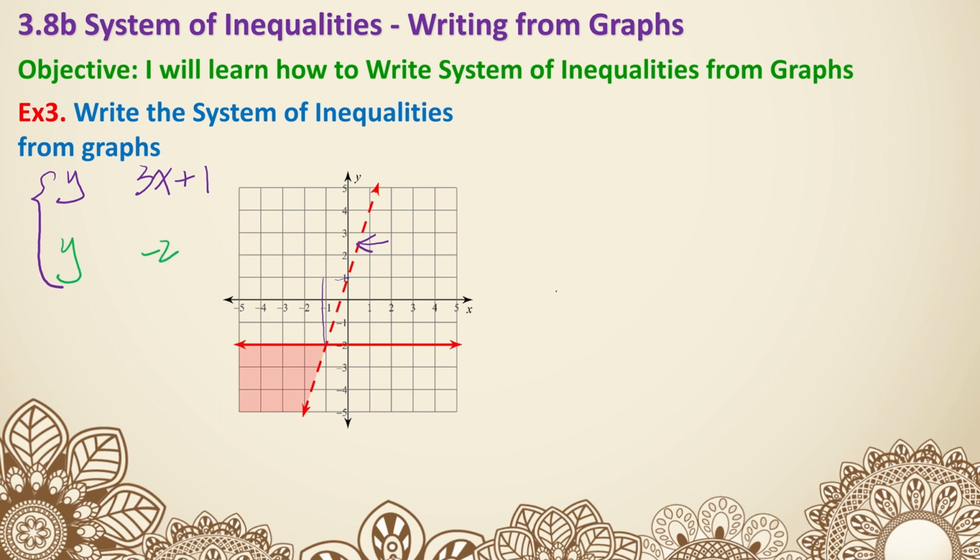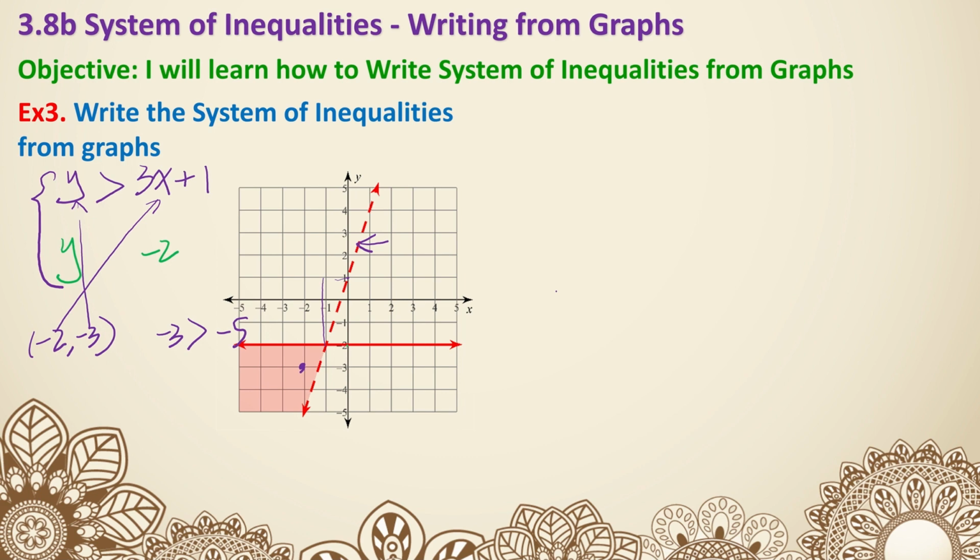Now let's choose points to check. We can just pick (-2, -3), for example. Y is a -3. The right side is -2 times 3, which is a -6, plus 1 is a -5. In order to make that work, we need greater than. It's a dotted line or dashed line, so it's just going to be greater than, no equal symbol.